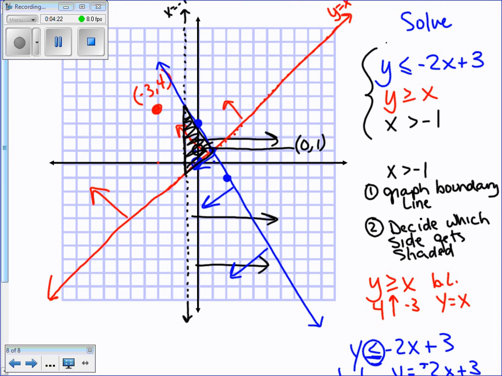So when y is 1, x is 0. Let's just see if that works. Is 1 less than or equal to 0 plus 3? Yes, it works in that one. Is 1 greater than or equal to 0? Yep, that's true too. And is 0 greater than negative 1? Yes, it is. So it works in all three, so I can be fairly confident with that answer. I might want to try testing a couple more, but I'm pretty confident.